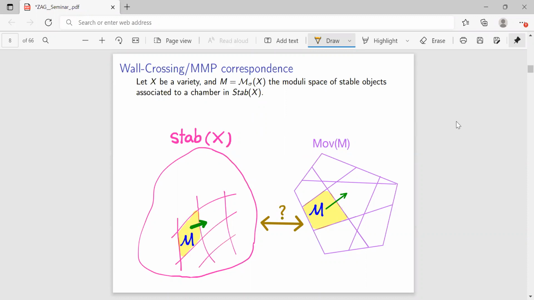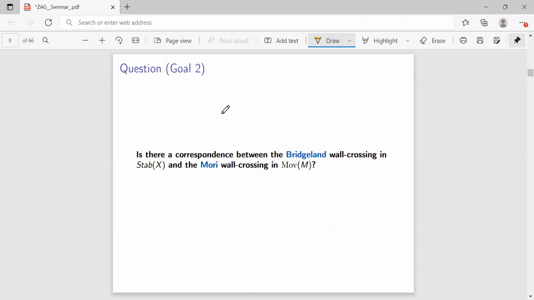Or in other words, we are asking, is there a correspondence between the Bridgeland wall crossing in the stability space on X and the Mori wall crossing in the movable cone of M? Basically, this is our second goal, to answer this question.